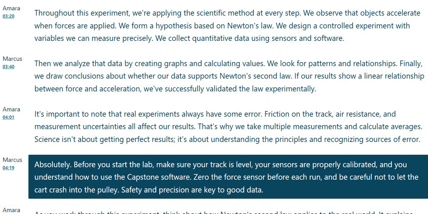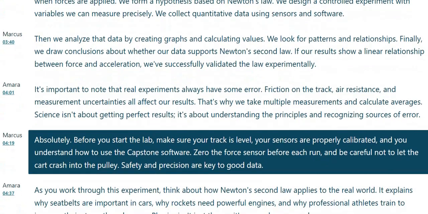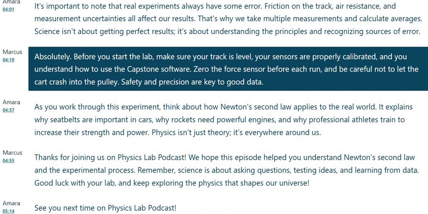Absolutely. Before you start the lab, make sure your track is level, your sensors are properly calibrated, and you understand how to use the Capstone software. Zero the force sensor before each run, and be careful not to let the cart crash into the pulley. Safety and precision are key to good data.